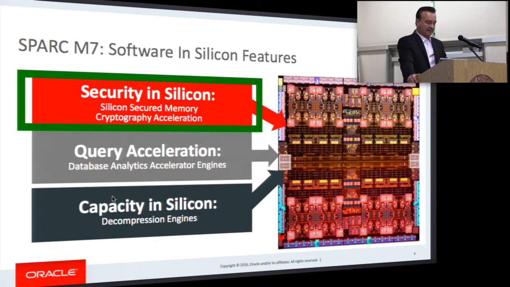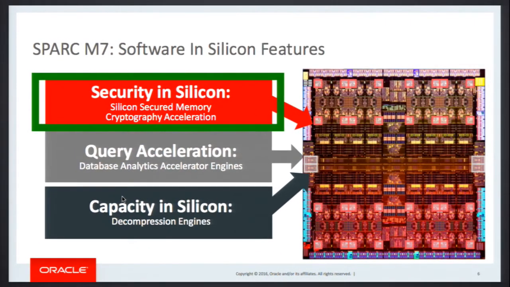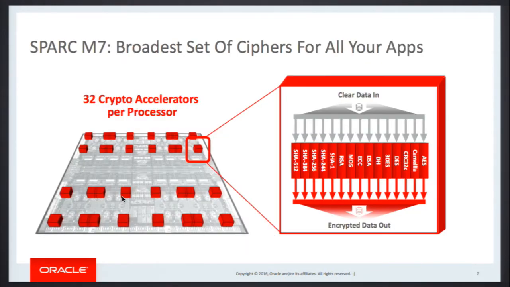So the first thing I'll talk about is security in silicon. And you see the red highlights there, it didn't take a significant amount of die area on the die. That's a die microphotograph. But it's very high performance and very low power. And what we're able to do is put 32 of these cryptographic accelerators on the die. There's a very wide range from SHA to RSA to ECC to AES that is supported by each of those units. They all run independently.